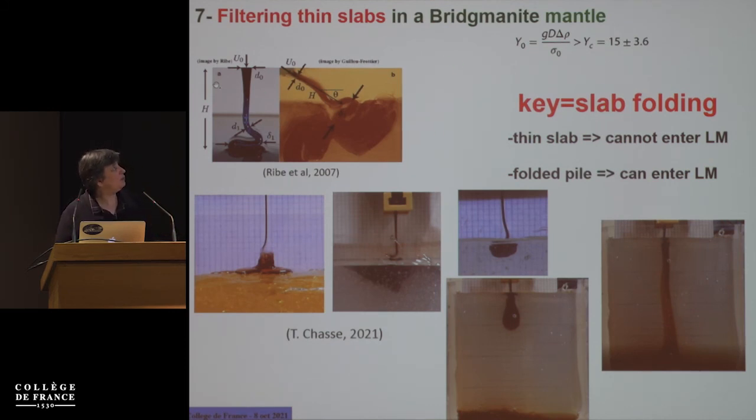So it had been shown in Newtonian fluid, and Thibaut Chassé did some really nice experiments in Carbopol. And we show indeed that we have only piles that are coming down. And again, if you look at the shear rate, it's really concentrated around the descending pile here, and inside the conduit, once you have a conduit of pile coming down to the CMB.